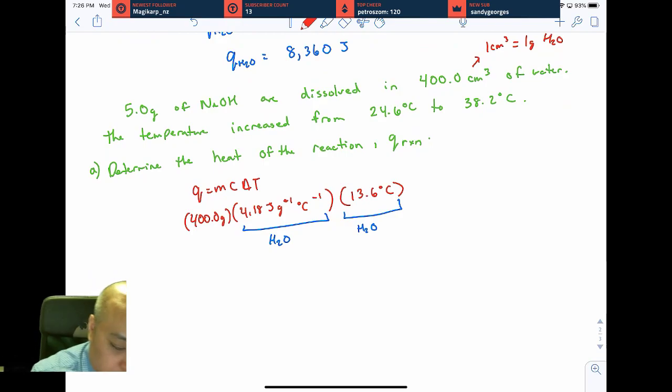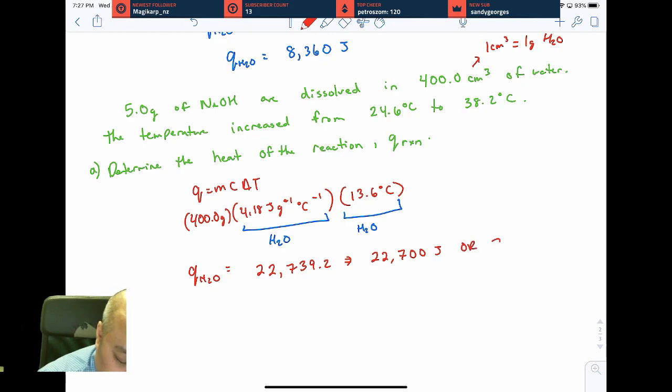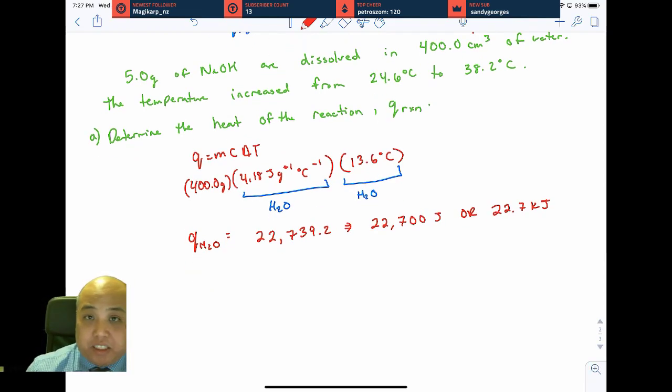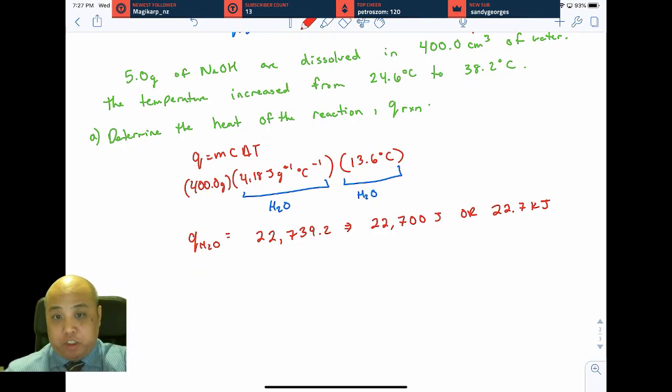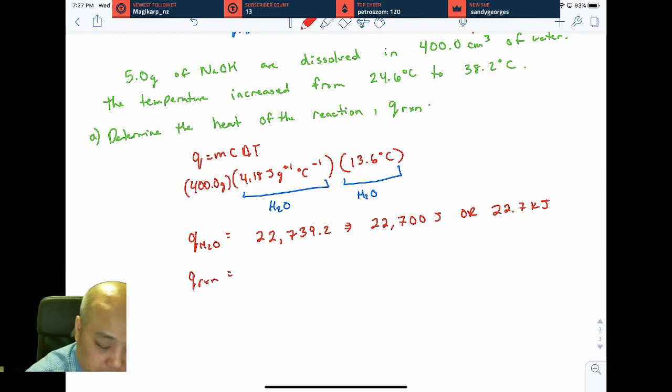Okay. So again, I label this as Q of the water so I don't forget. And so this would be 400 times 4.18 times 13.6. And that is 22,739.2. If you're really going to sig figs, then it's 22,700 joules, or 22.7 kilojoules. Okay. But that's not the reaction. The reaction is what is releasing that energy to the water. So if the water absorbed 22,700 joules, then Q of the reaction is the opposite, which is negative 22.7 kilojoules.